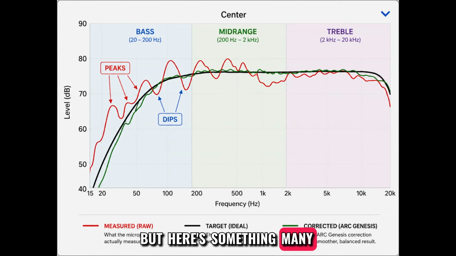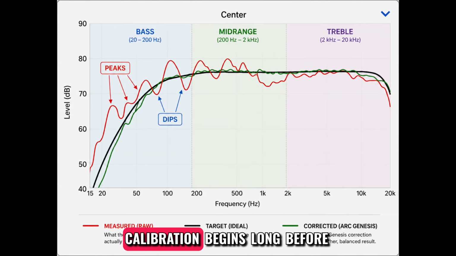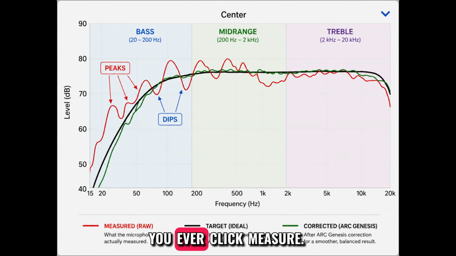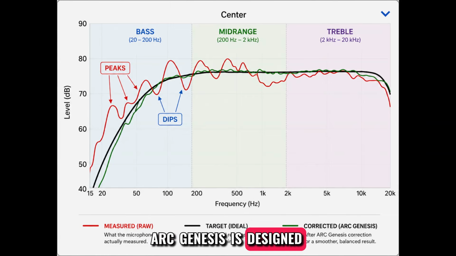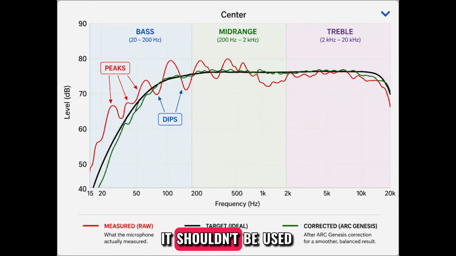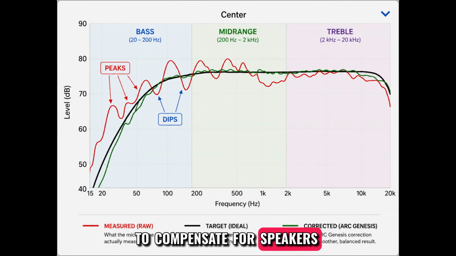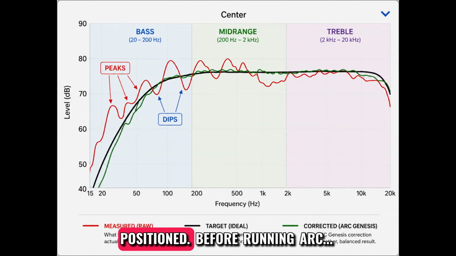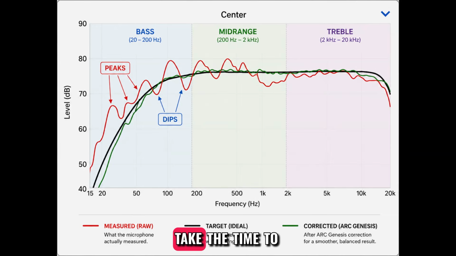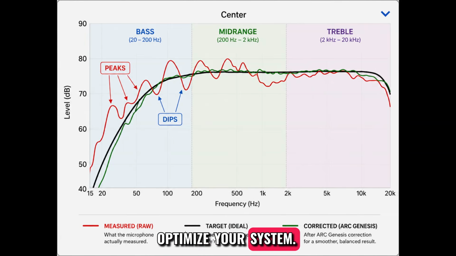But here's something many people overlook. The quality of your ARC Genesis calibration begins long before you ever click Measure. ARC Genesis is designed to correct your room. It shouldn't be used to compensate for speakers that haven't been properly positioned. Before running ARC, take the time to optimize your system.